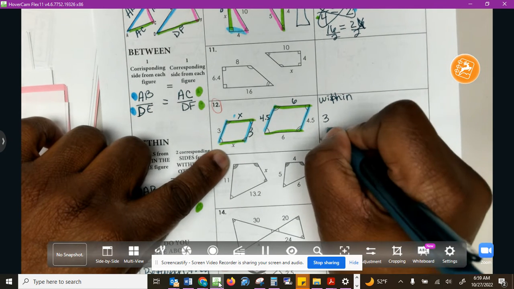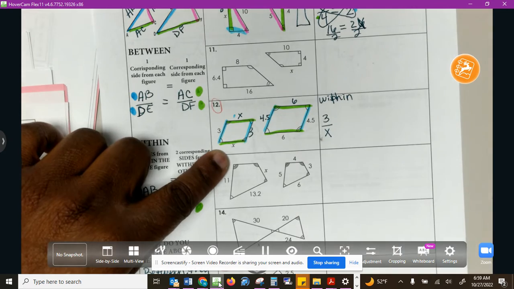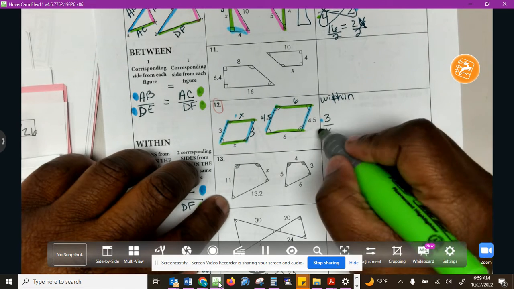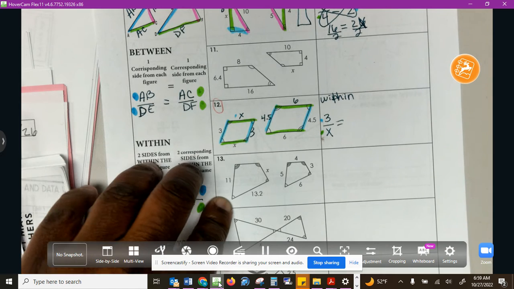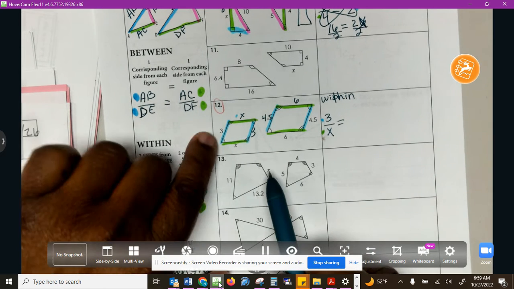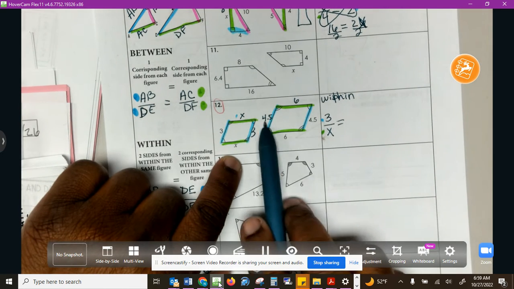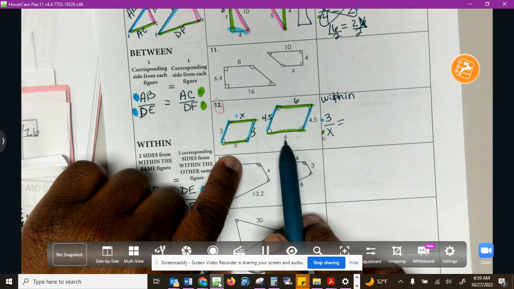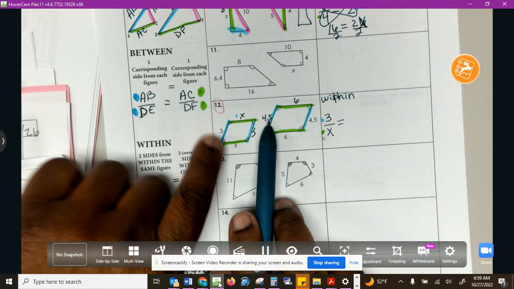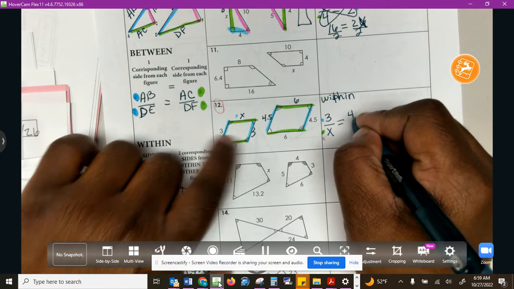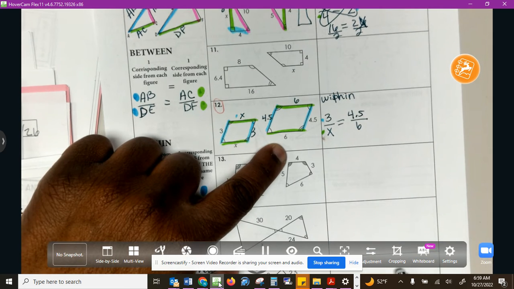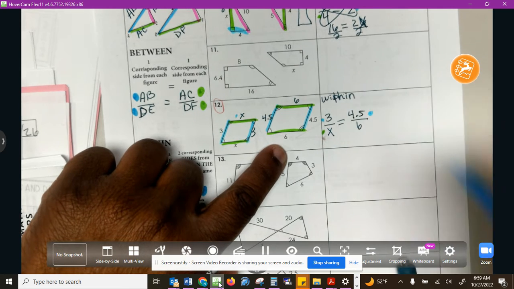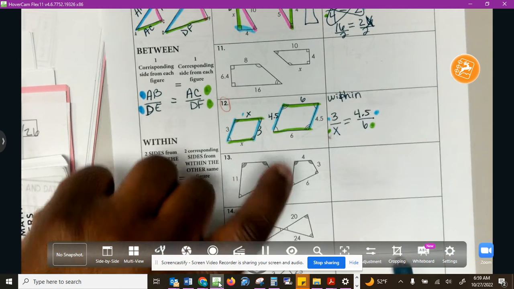So I'm going to say 3 over x. That's a blue, then a green, and I'm going to set it equal to the same ones over here. Now, because these are the same, I could say 4.5 here and 6, but it means the same thing. So I'm using the same angles, 4.5 over 6, so that I'm still respecting the fact that I'm doing blue and then green.